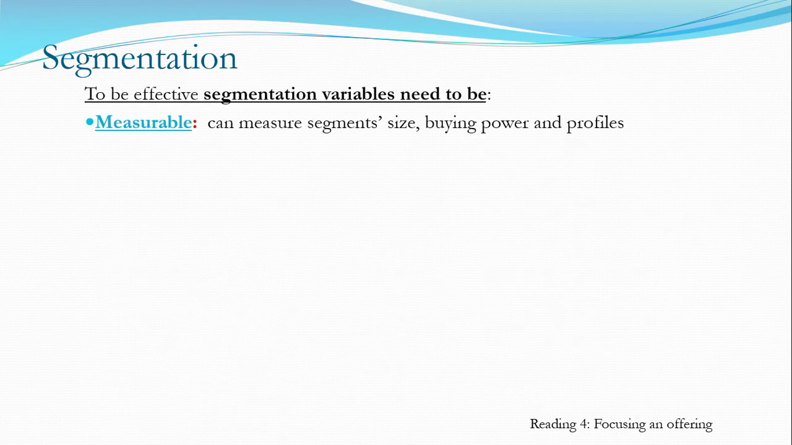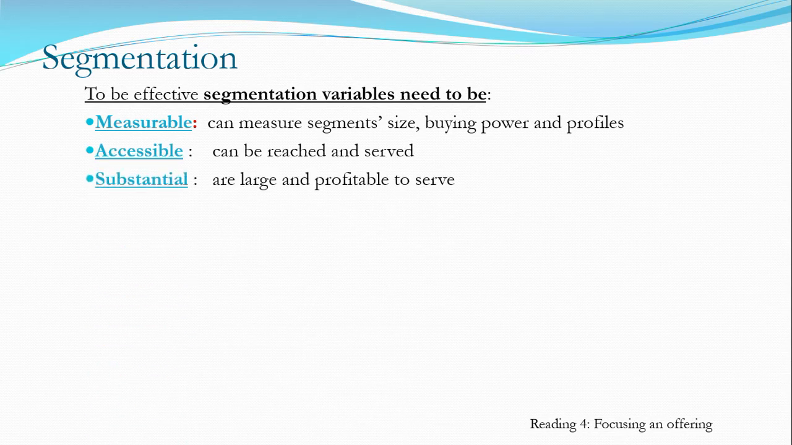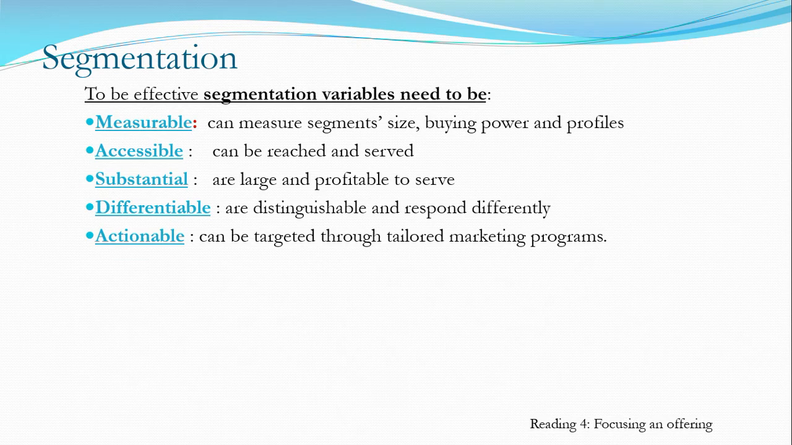Now let's move to a very important point in segmentation. That's when we want to make sure that segmentation is effective, because sometimes organizations do some segmentation efforts and they are not effective. So what makes segmentation effective? Let's see. For segmentation to be effective, it must be measurable. Measurable means easy to measure, or the segmentation variables can be identified easily.